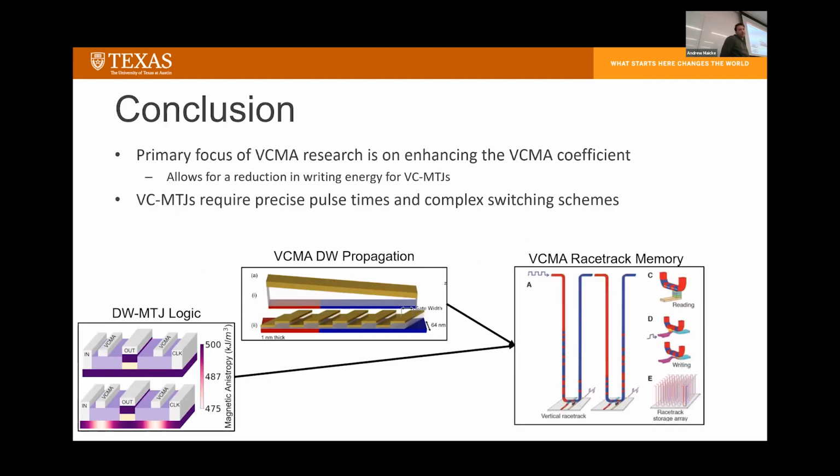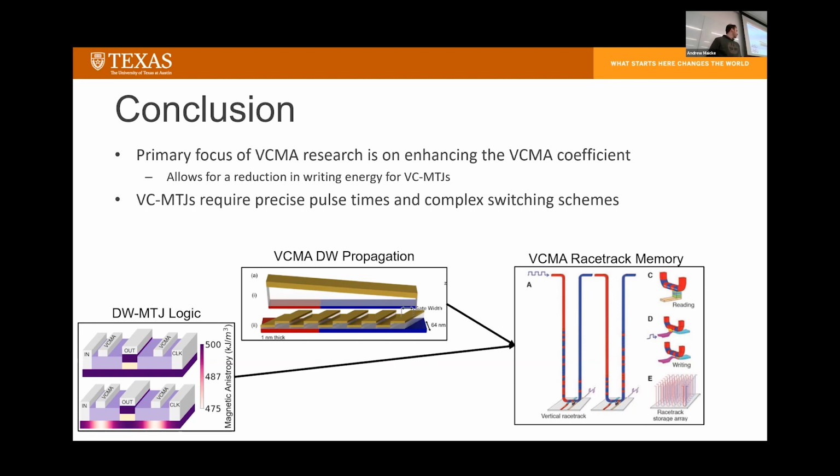So in conclusion, the primary focus of VCMA is on enhancing the VCMA coefficient, which can be used for VCMTJs because it reduces the writing energy. But with the increase in the VCMA coefficient, it requires a lot more precision in the pulse times, and it also requires complex switching schemes, which is one of the key downsides, and that's why it's not really implemented in most MRAM.